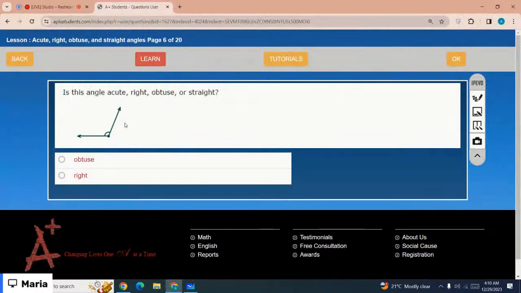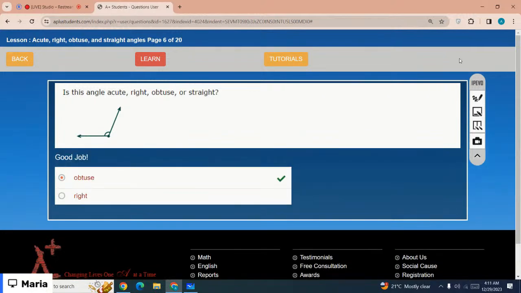Is this angle acute, right, obtuse, or straight? Which is the correct option? That is more than 90 degrees and less than 180 degrees. Yes, so obviously it is an obtuse angle. Got it? The correct option is obtuse angle it is.